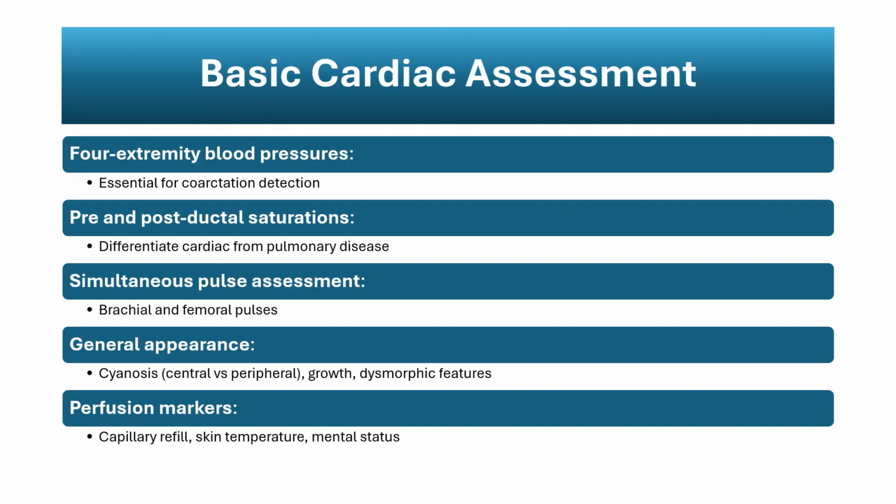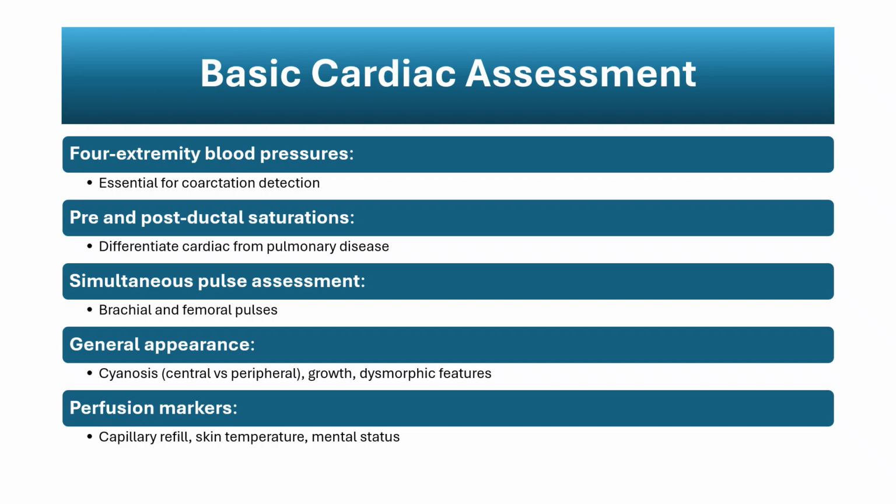Measuring four-extremity blood pressures is essential for detecting coarctation. A significant gradient between the upper and lower extremities suggests an obstructive lesion in the aortic arch. Pre- and post-ductal saturations help distinguish cardiac from pulmonary disease.